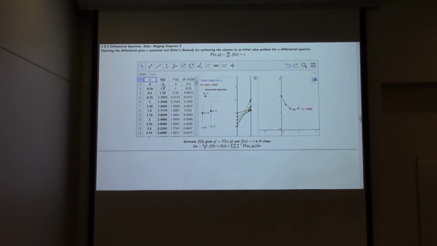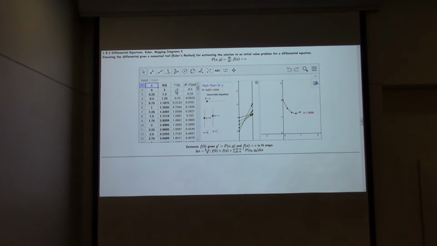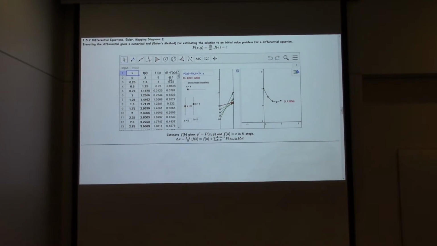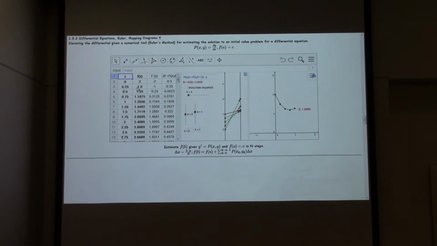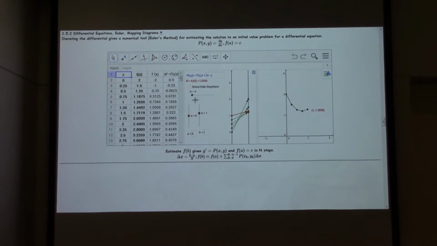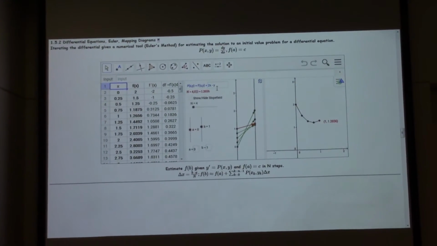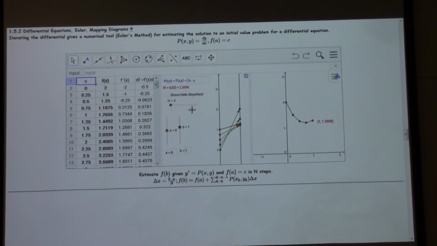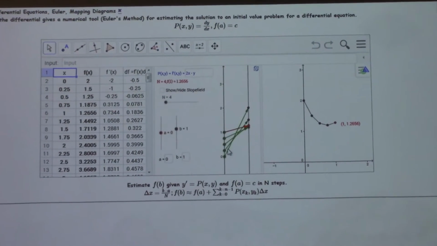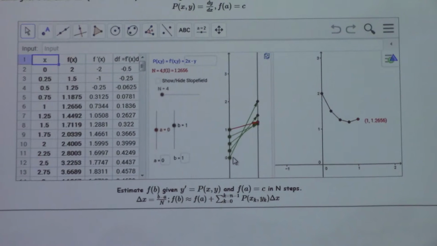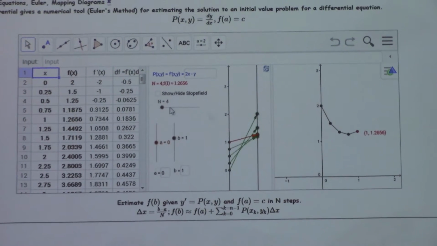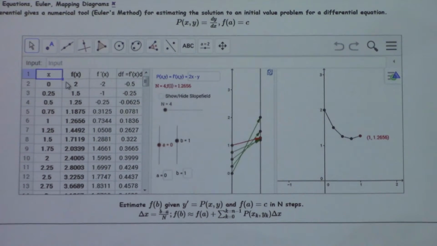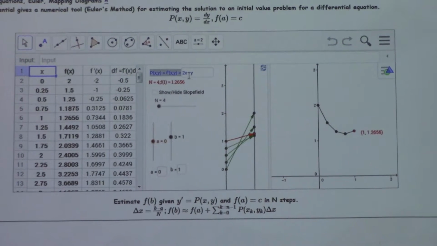So here's our x's, here's our value of the function, here's our derivative, and here's the change, the derivative times the dx. You take that and add it to where you were before, and you make your next estimate, and you keep doing that. Here's a derivative that depends on x and y, 2x minus y. With Euler's method, here's where we see the data showing up in the mapping diagram. I start here at 0, the value is 2. That was my initial value, and I'm following this differential equation.